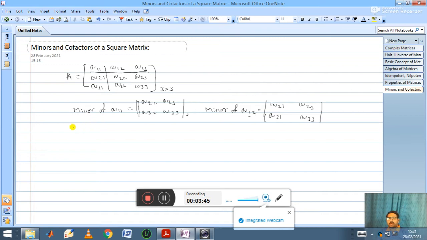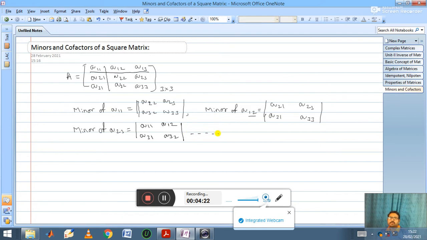Let us try to write the minor of A23. What is the minor of A23? It means you delete the second row and third column from the given matrix. If you delete the second row and third column, the remaining elements are A11, A12, A31, A32. This is the minor.